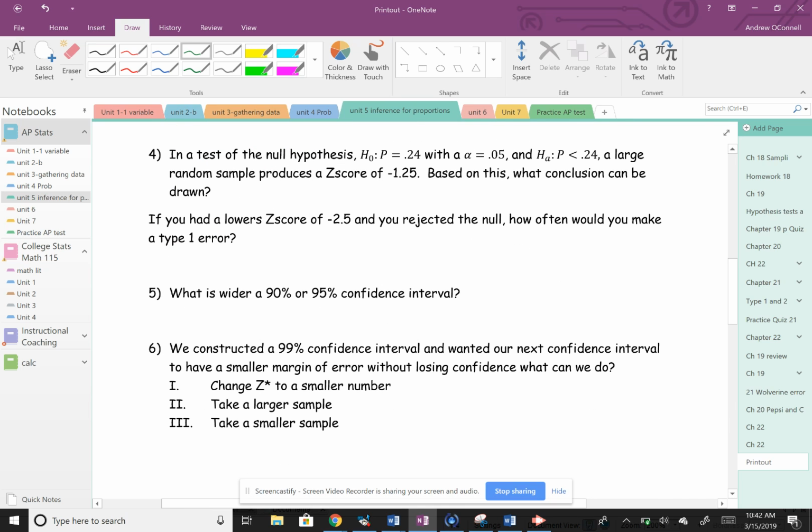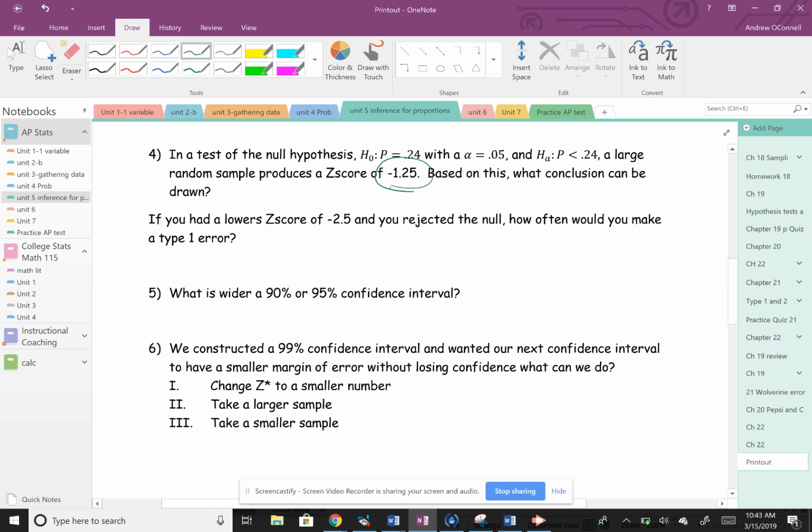Four, in a test of null hypothesis, our null is that the population proportion is 0.24 with an alpha of 0.05, and our alternate hypothesis is less than 24%. A large random sample produces a z-score of negative 1.25. Based on this, what conclusion can be drawn?